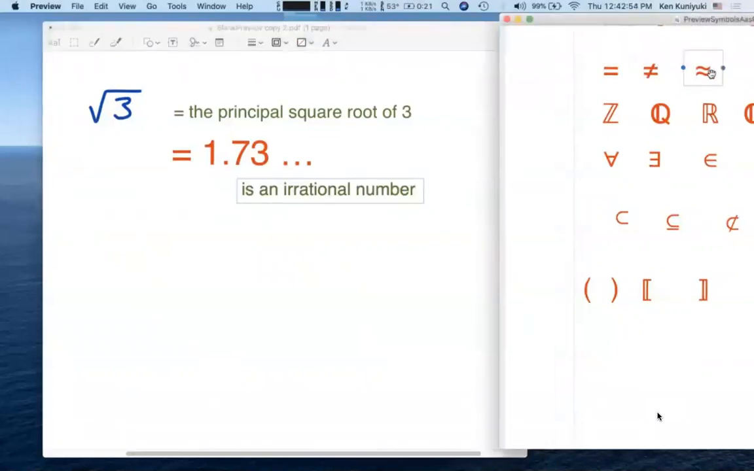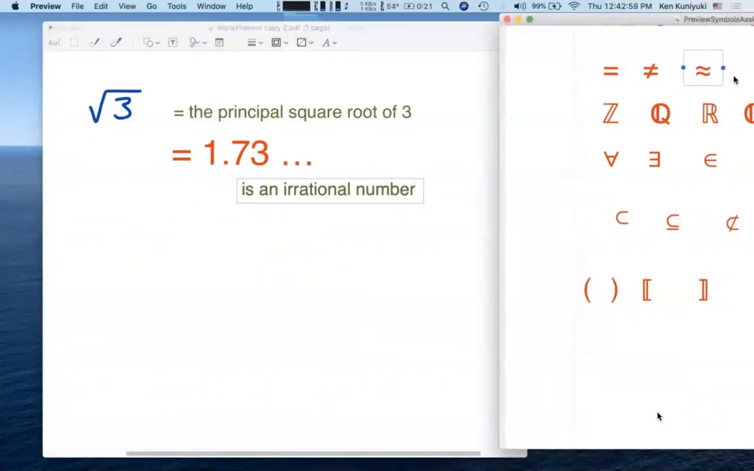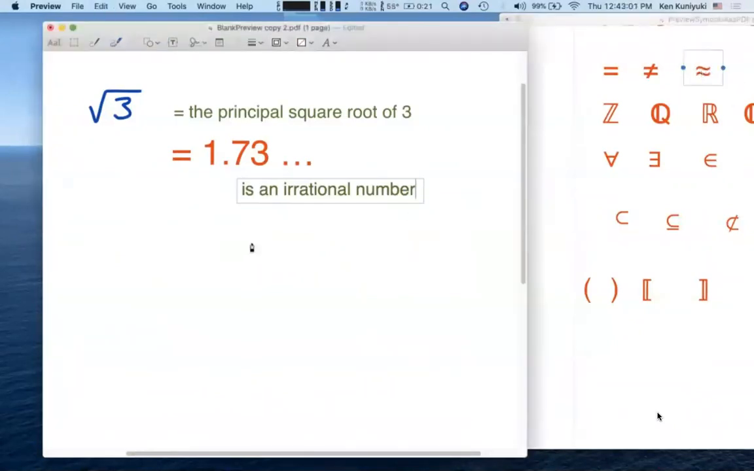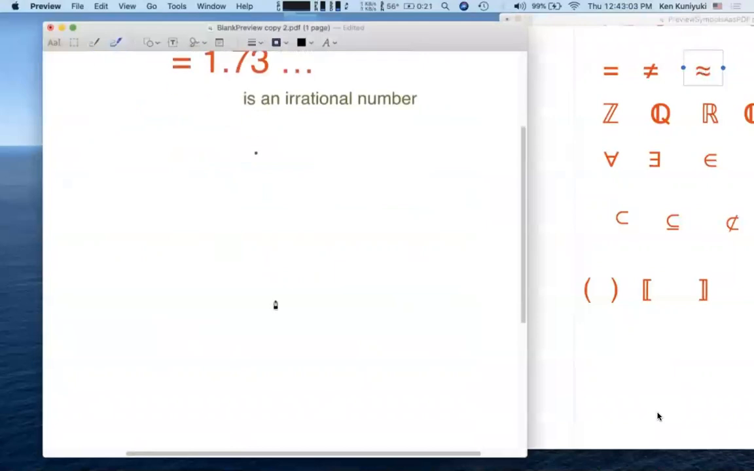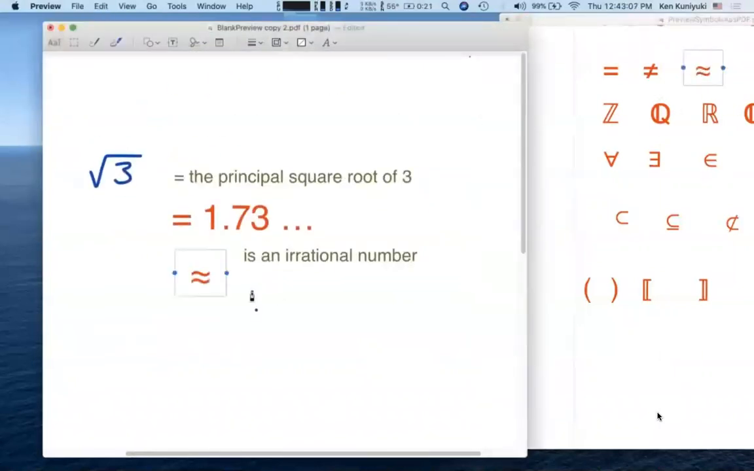Students often remember that root 3 is about 1.73. Root 3 is about 1.73 as an approximation.